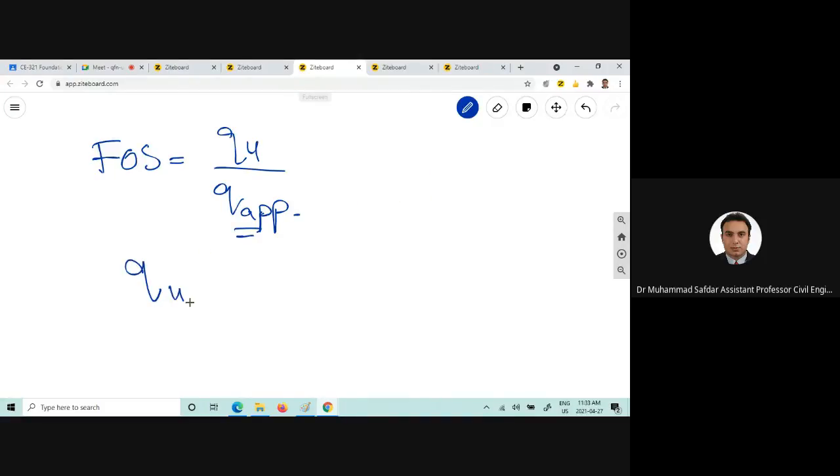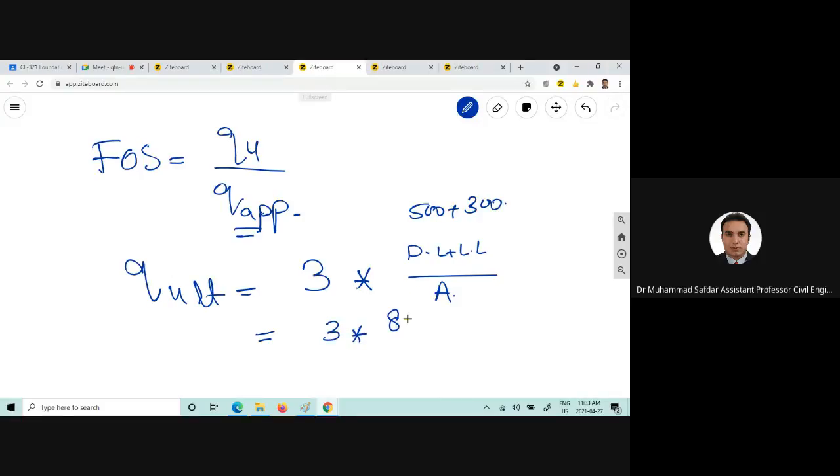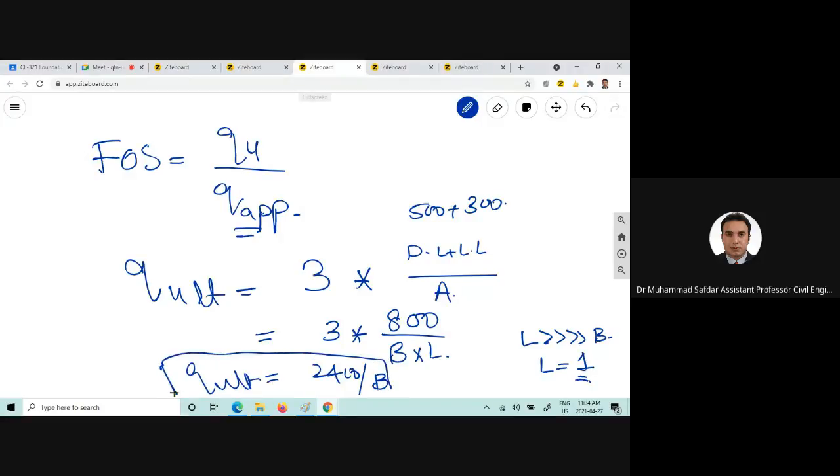we will get the Q ultimate from this equation, and we already know that the factor of safety is 3 and dead load plus live load divided by the area. Now dead load is 500 and live load is 300 kilonewton per meter, so basically it would be 800 divided by B into L, and as this is strap footing, so we can assume L is equal to 1. So in this case Q ultimate will become 1. Agree? Is it clear?